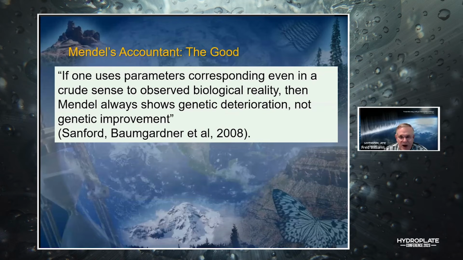But here's the good with that model. It really did achieve a good usefulness. This is, I believe, from their conclusion, or perhaps in the abstract, I don't recall, but the quote: if one uses parameters corresponding even in a crude sense to observed biological reality, then Mendel always shows genetic deterioration, not genetic improvement. I think they're being kind here. You can use really gross, favorable assumptions for evolution, and you still get loss of information, genetic deterioration. It always shows that. In this regard, it becomes a powerful argument against evolution.